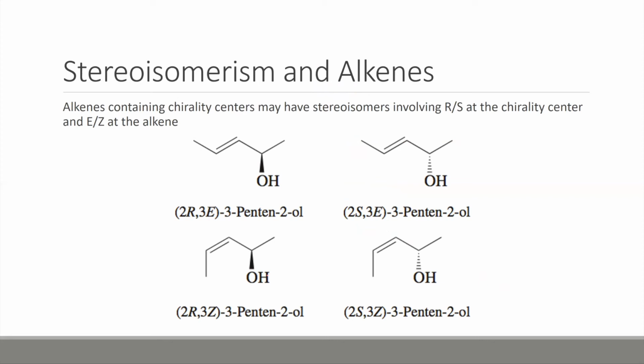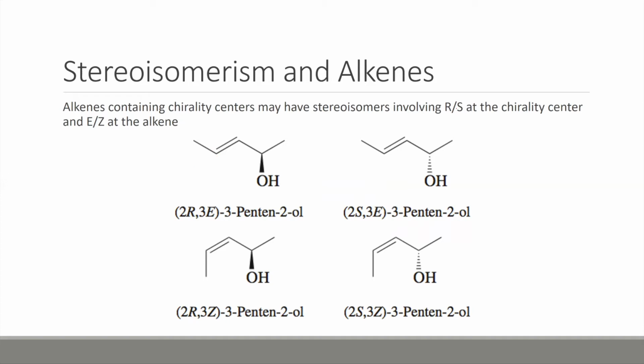Speaking of R and S, what do we do if there is a chiral center and we have a double bond? So you can have this happen. You can have a molecule that has chirality centers. So that's a carbon that has 4 different groups attached to it, right? And it can have a double bond that has stereochemistry because of its double bond.